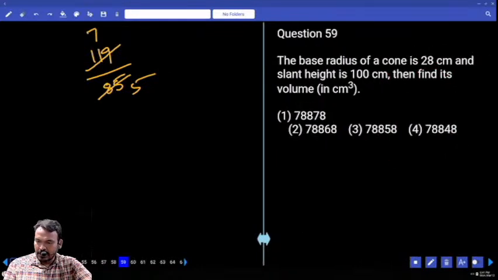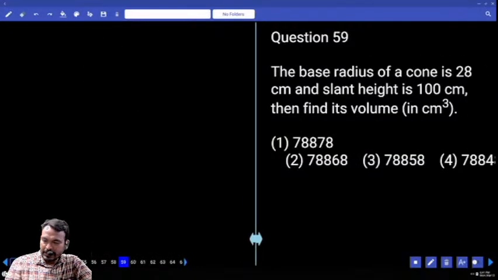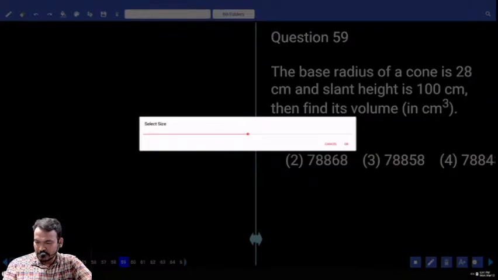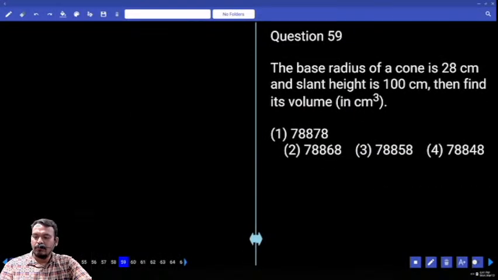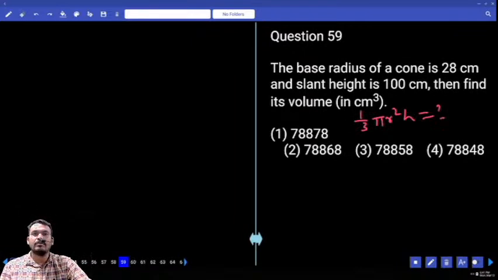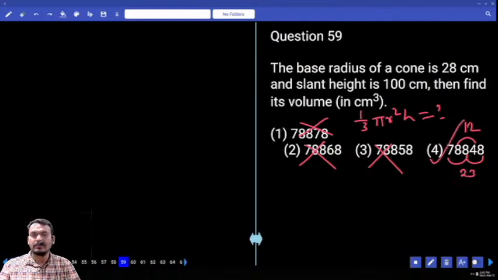Next question number 59. The base radius of a cone is how much? 28 centimeters, and slant height is how much? 100 centimeters. What is the question here? Find its volume. What is the volume of a cone? 1 by 3 pi r square h. Then the answer must be a multiple of 11. First option, 11 multiple? No. Second option, no. Third option, no. Fourth option, yes. 7 plus 8, 15. 15 plus 8, 23. 8 plus 4, 12. What is the difference between 12 and 23? 11. Means the answer is the fourth option.